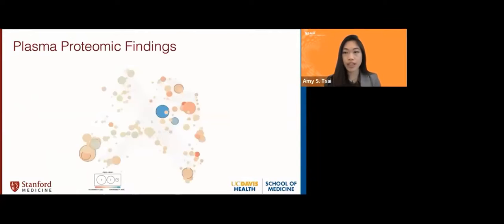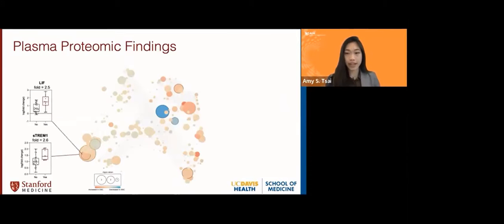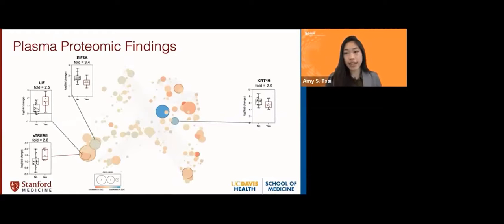So delving into the biology, let's examine a couple of features identified by the model. Certain pro-inflammatory proteins were elevated in patients who develop a surgical site complication, including STREM1, which is an enhancer of the TLR4 pathway, as well as LIF, which is an IL-6 family cytokine. Other proteins were decreased in patients with surgical site complications, including EIF5A, which is implicated in T-cell activation and autophagy, as well as KRT19, which is involved in epithelial cell differentiation, particularly of the colonic mucosa. And this suggests that patients at risk of surgical site complications may have impaired healing.